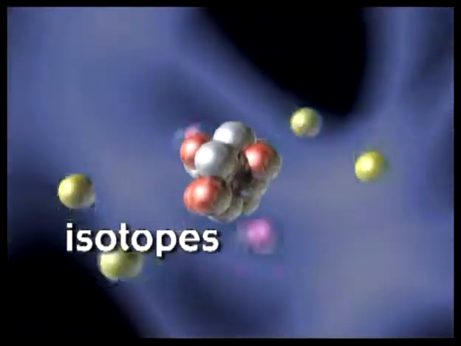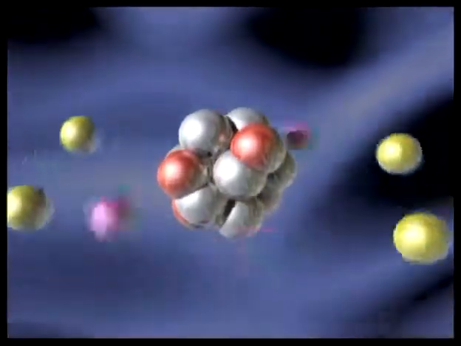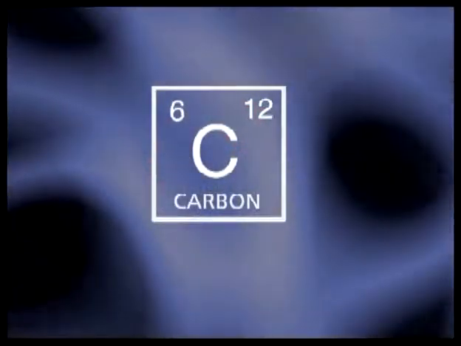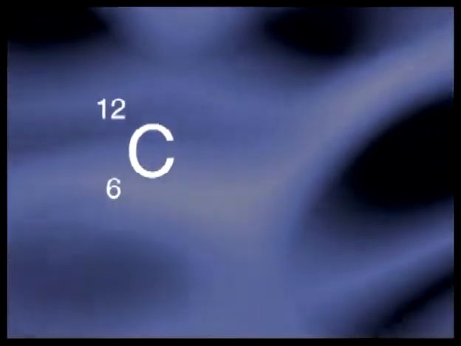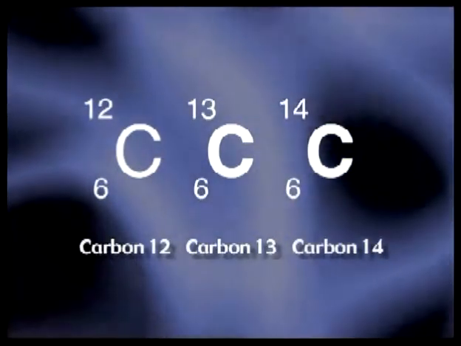Isotopes are atoms of the same element that have a different number of neutrons. Most elements have at least 2 isotopes, and carbon has 3 major ones. These are known as carbon-12, carbon-13, and carbon-14.